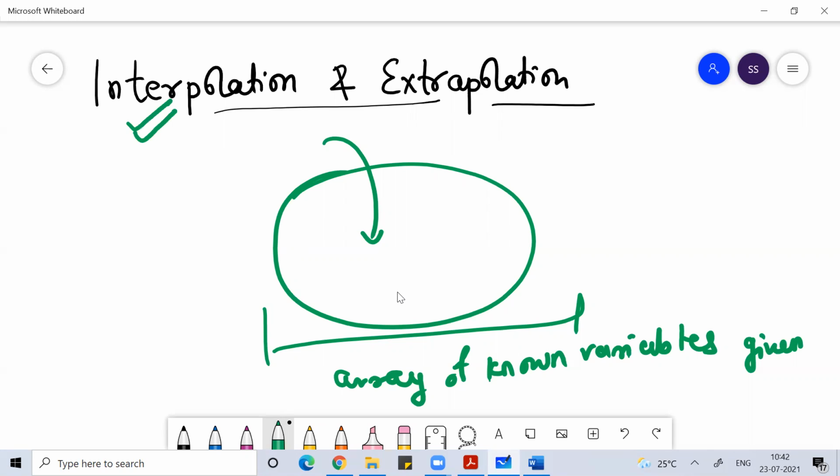We go for interpolation means within the data what is given, if we try to find the value of an unknown variable based on the given set of data, that is called interpolation.